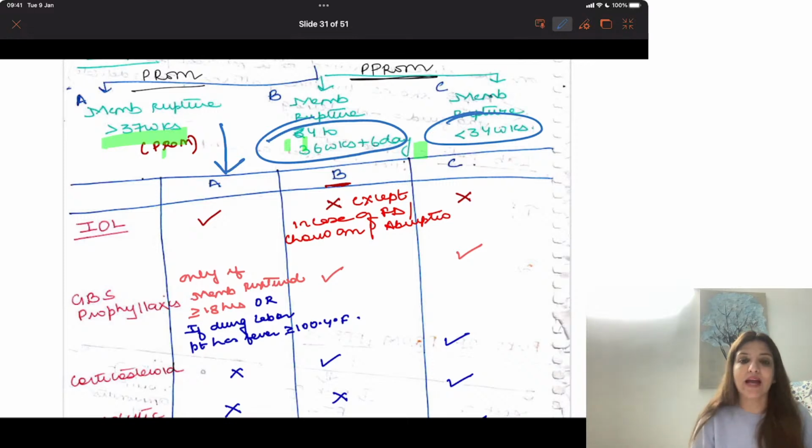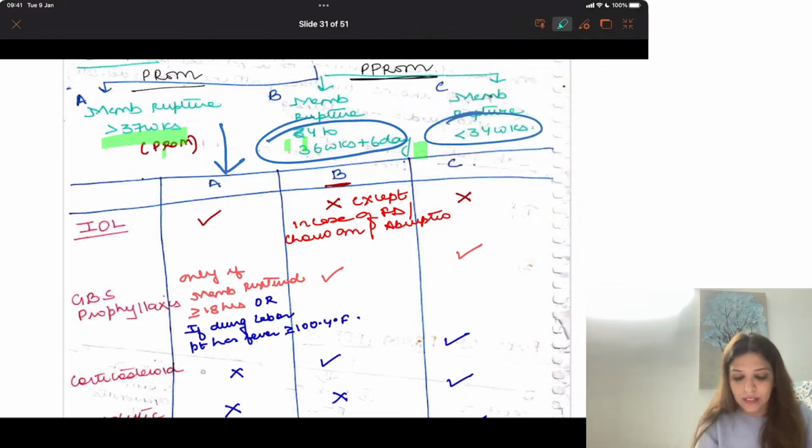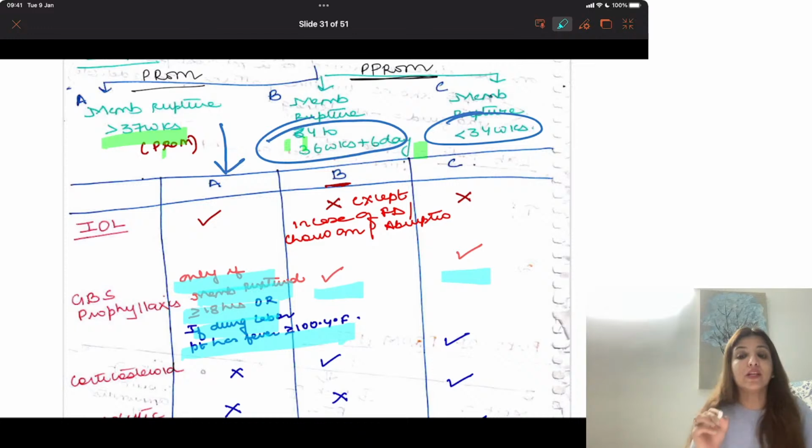Then comes prophylaxis for GBS. Group B streptococci prophylaxis is given in case of PROM only if membranes are ruptured for more than or equal to 18 hours, or if during labor the patient has fever more than or equal to 100.4 degrees Fahrenheit. In all cases of PROM, you are not going to give GBS prophylaxis; only if membranes are ruptured for more than or equal to 18 hours, or if the temperature is more than or equal to 100.4 degrees Fahrenheit, then you are going to give GBS prophylaxis. Whereas if it is a case of PPROM, whether early or late, you have to give GBS prophylaxis.